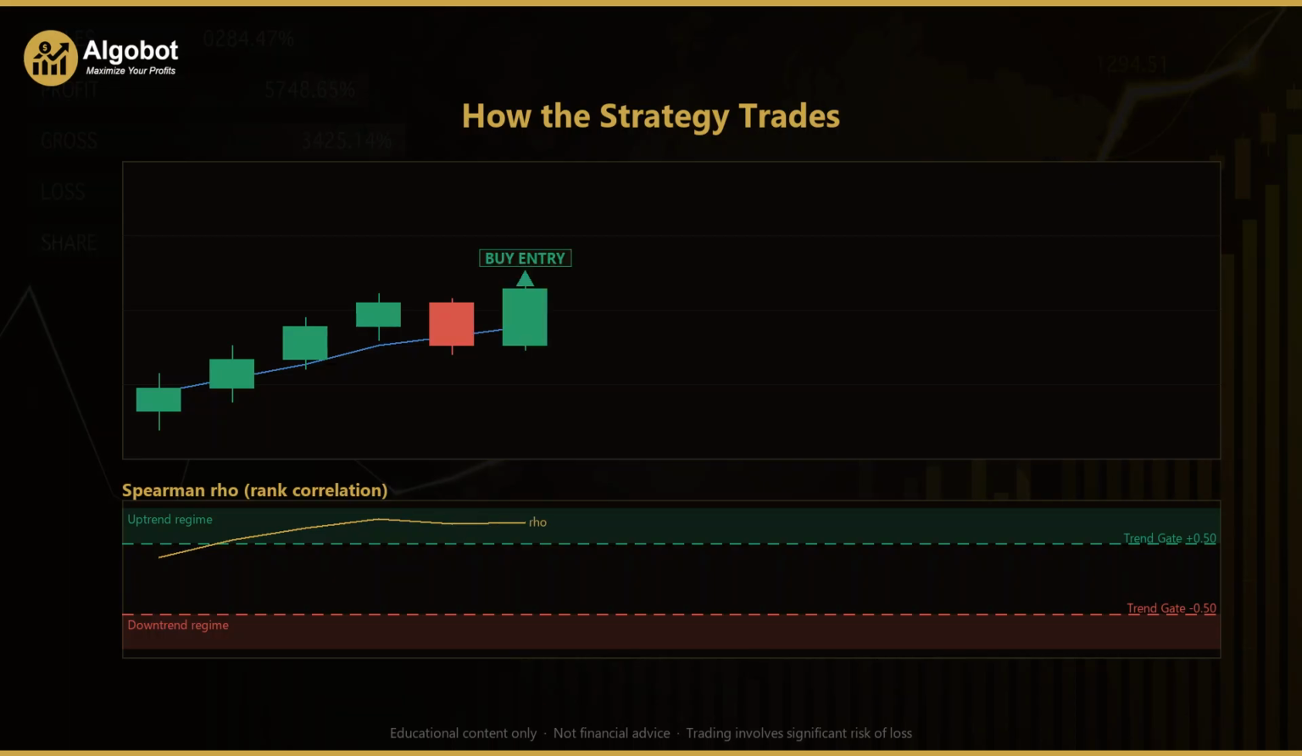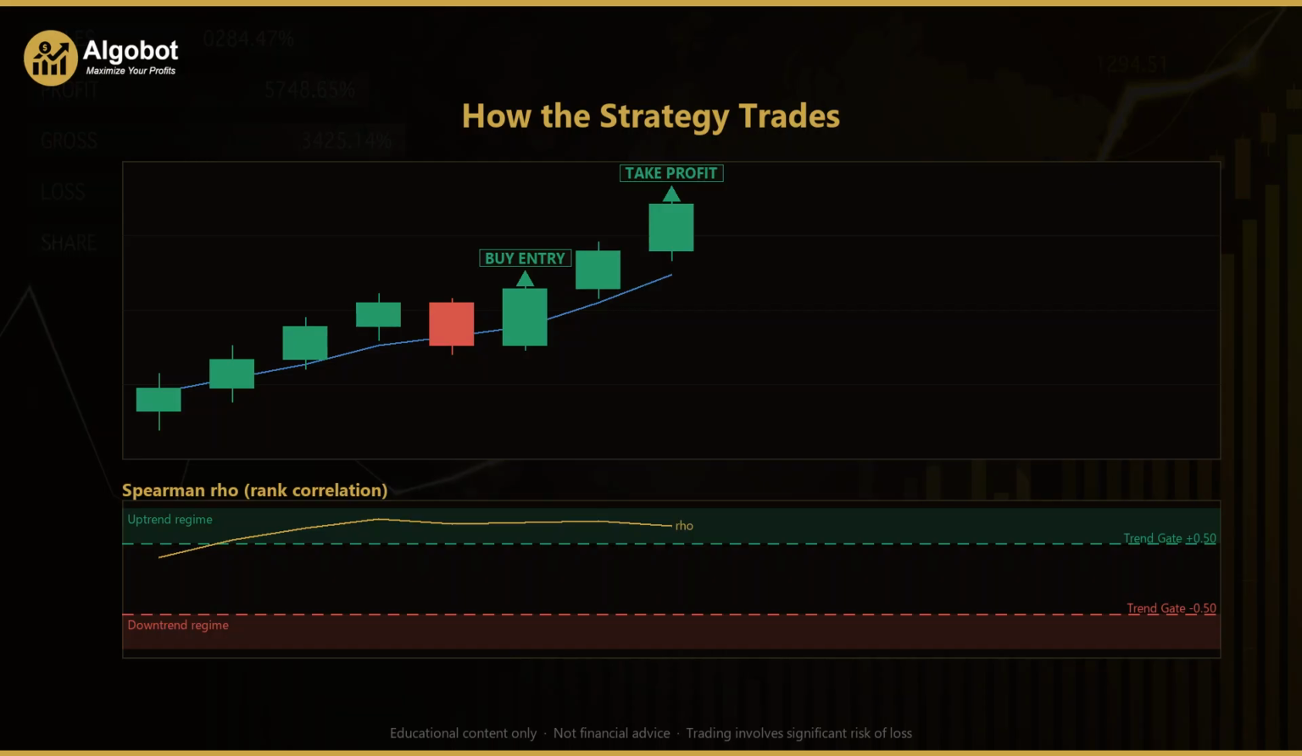But notice, the strategy does not act yet. The gate being satisfied is only permission, not a signal. Then comes the setup it's waiting for. On the fifth candle, price pulls back and its close slips down to the blue baseline, dipping to or below it. Rho stays comfortably above the gate through this dip, because one shallow pullback barely changes the ranking of prices. Now the next candle closes back above the baseline. That's the dip below, then reclaim.